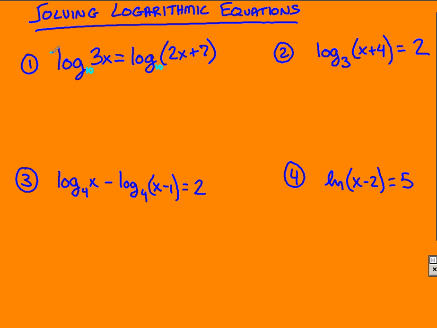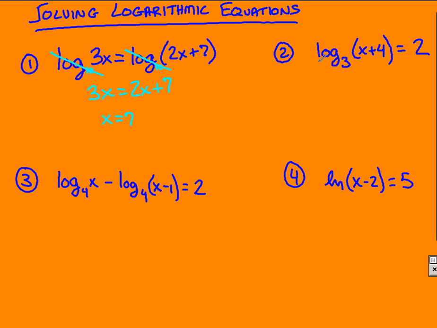If so, the logs are the same, I can just eliminate them and look at just what's on the inside and say 3x equals 2x plus 7. And then I just solve for x like normal, subtract 2x, I get x equals 7 as my answer.